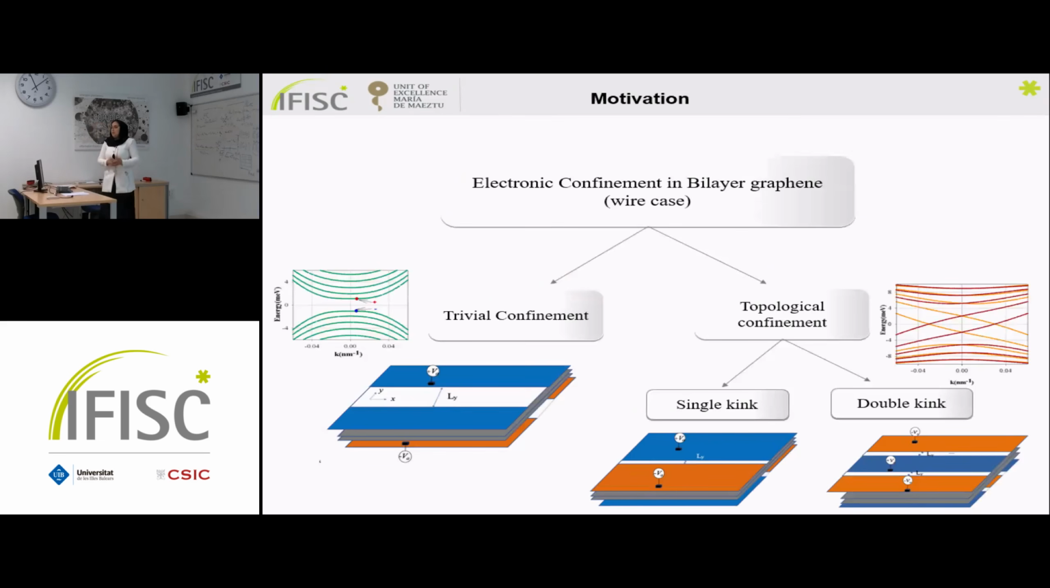The motivation of our work is to study the electronic confinement in bilayer graphene. In this case, I want to discuss the case of a wire when we apply a voltage to the top and the bottom of the bilayer graphene. The first confinement type is the trivial confinement. This is when we apply a positive potential to the top sheet of the bilayer graphene and a negative potential to the bottom. With this difference of potential, we confine the electrons in this white region here.